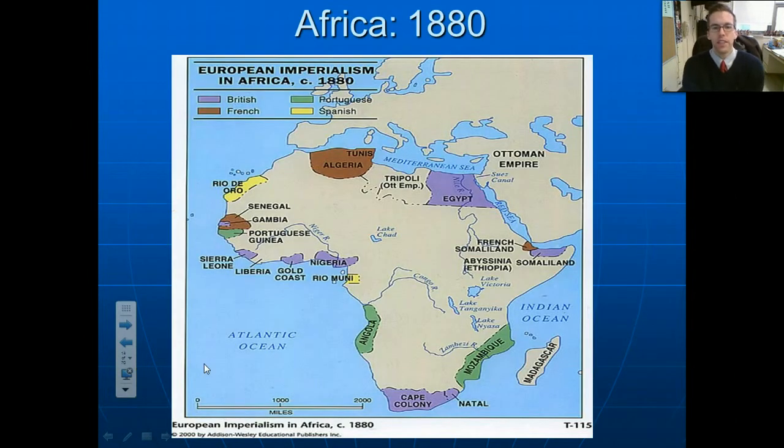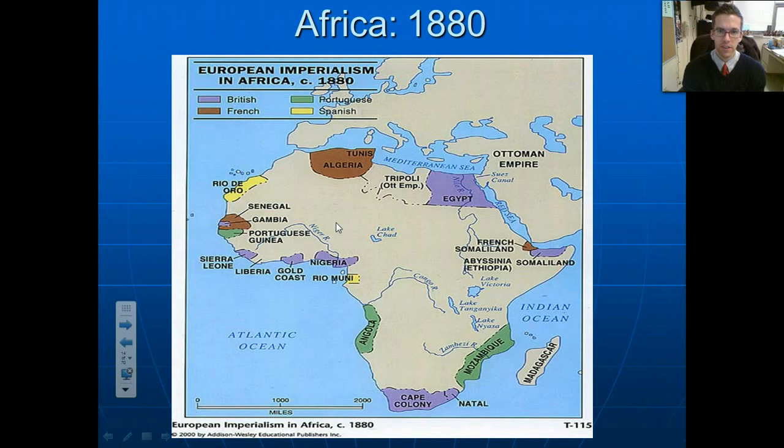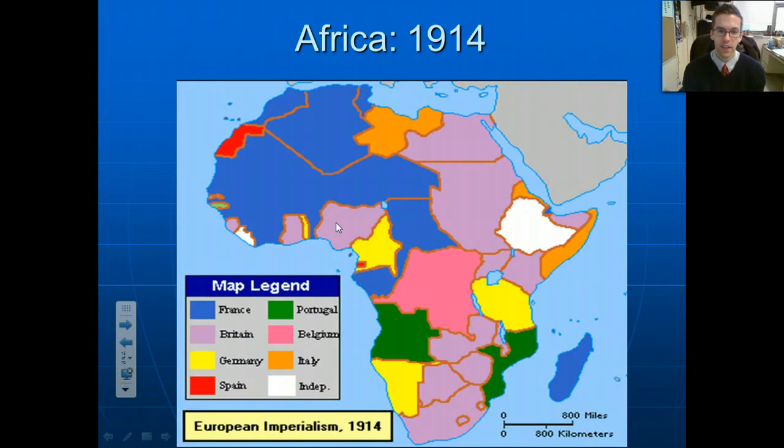Now check out Africa. Here's 1880. Yeah, there's some color around the edges, but all of this gray in here is not taken over by anyone. Fast forward to right before the war. The entire thing. So this is 1880, this is 1914.